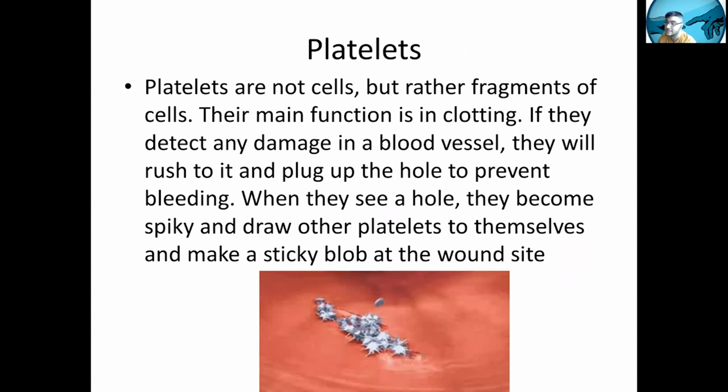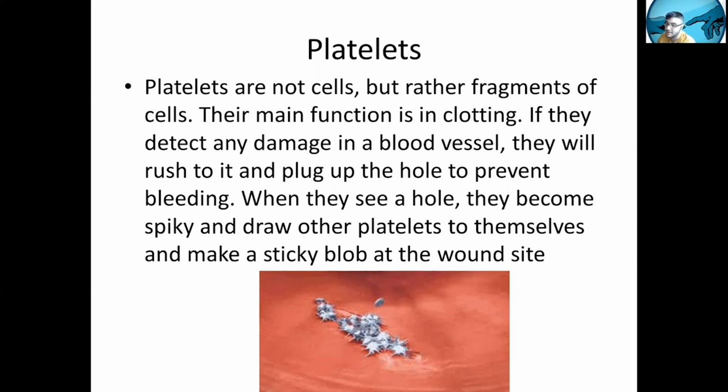And their main function is in clotting, so stopping blood flow if you have damage. If they detect any damage in a blood vessel, a platelet or a couple of platelets will rush to it, and then they'll release this factor, which attracts more platelets and more platelets, and eventually all of these platelets will be drawn to this hole in your blood vessel, which is bleeding, and they'll start plugging it up.